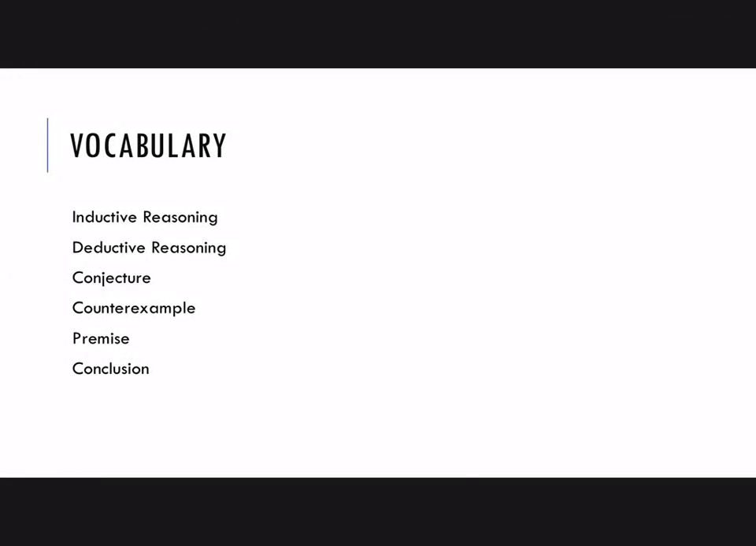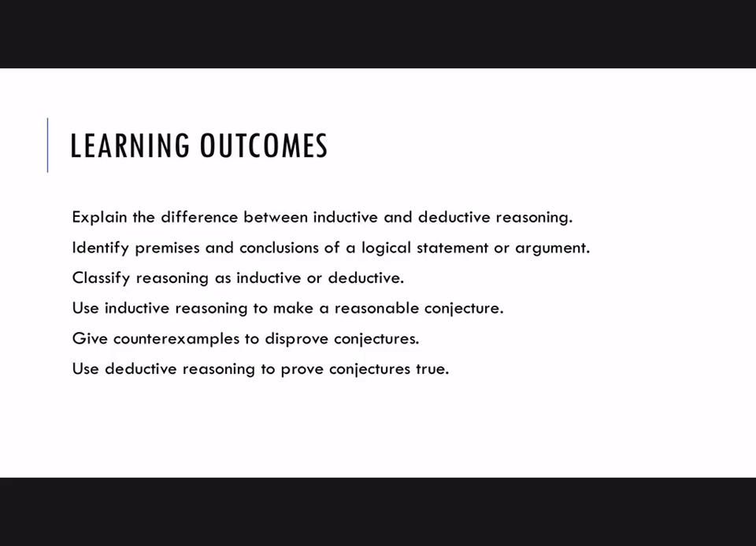So here are some key vocabulary terms, and we'll talk about all of these. Inductive, deductive reasoning, conjectures, counterexamples, premises, and conclusions. And some of the specific things that you should be able to do by the time you finish learning about this topic: explain the difference between these two types of reasoning, identify premises and conclusions, decide if reasoning is inductive or deductive, use those two types of reasoning together, and also disprove conjectures by giving counterexamples. So if you're not familiar with those things, then stay tuned and you'll learn how to do all of these.